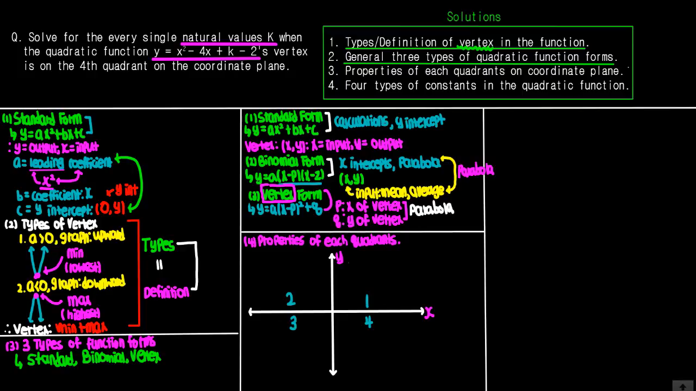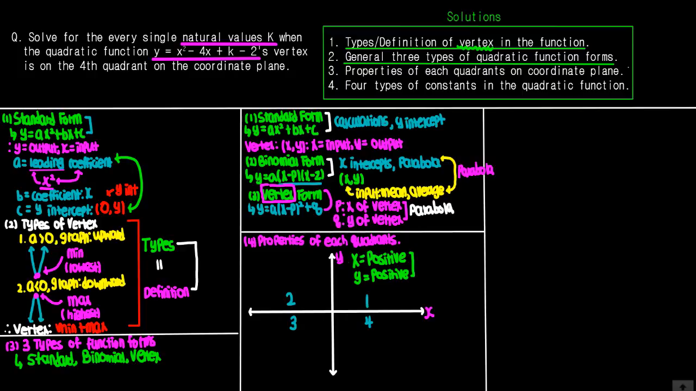For the first quadrant, as we can see, the x value is positive. And also the y value, which is the output of a function, will also be a positive value. So these are the x and y signs in the first quadrant.